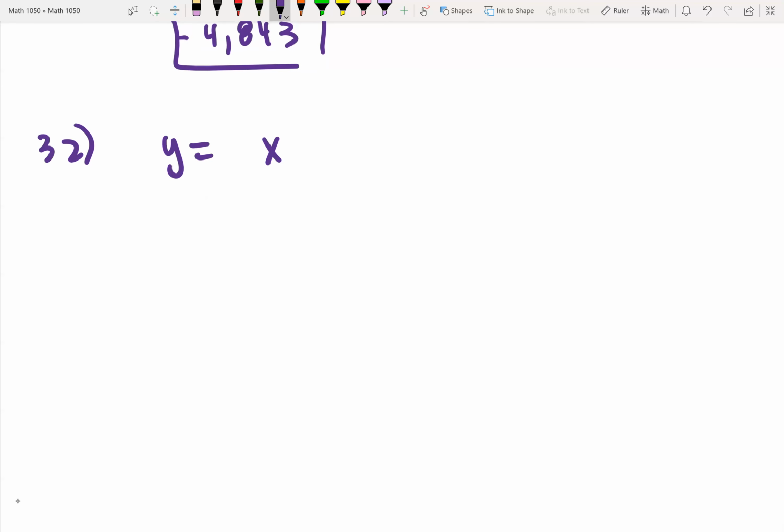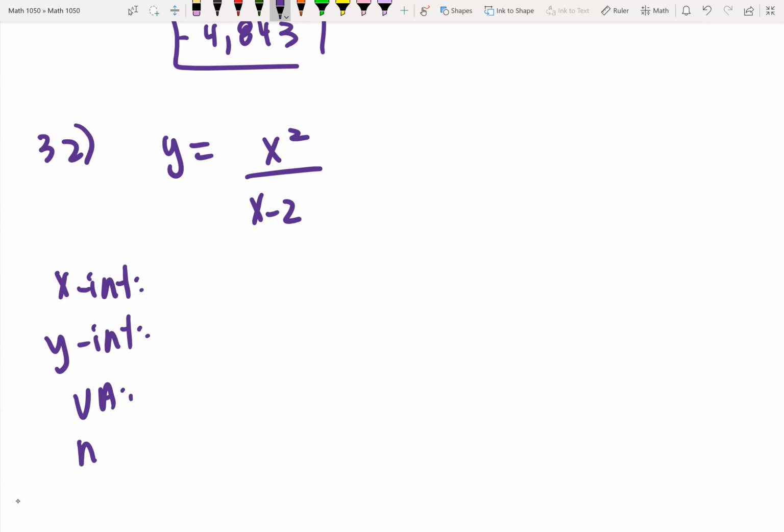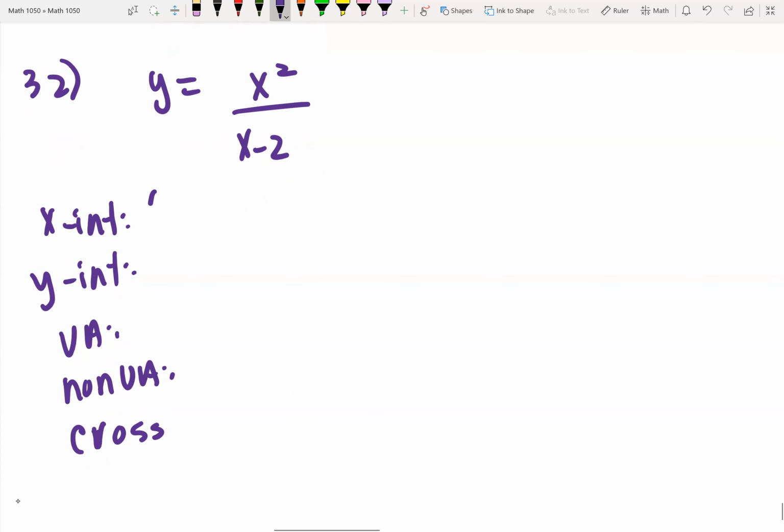Okay, so here is your equation. The things I need to find are x-intercept, y-intercept, vertical asymptote, non-vertical asymptote, and does it cross? To find the x-intercept, you let y be 0, which is the same as letting the top be a 0. If I let the top be a 0, I get 0, 0. That's even, so it's bounce. To find the y-intercept, it's the same, and you're only going to have one. 0, 0 is an x-intercept and a y-intercept, so I'm done.